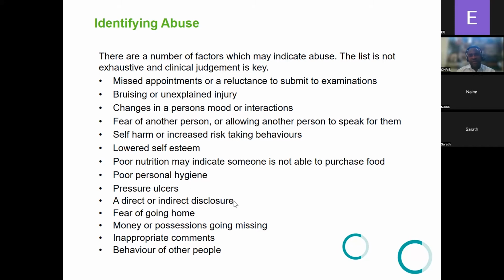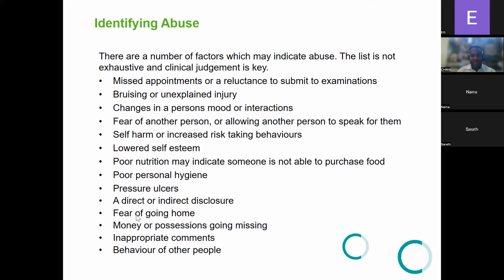So direct or indirect, they are able to tell you what is happening. They tell you directly, or sometimes indirectly they are giving you a sign, like, you know what, I put some money on the table, but when I came back, the money was gone. It's an indirect disclosure. It's telling you that someone is stealing my money.